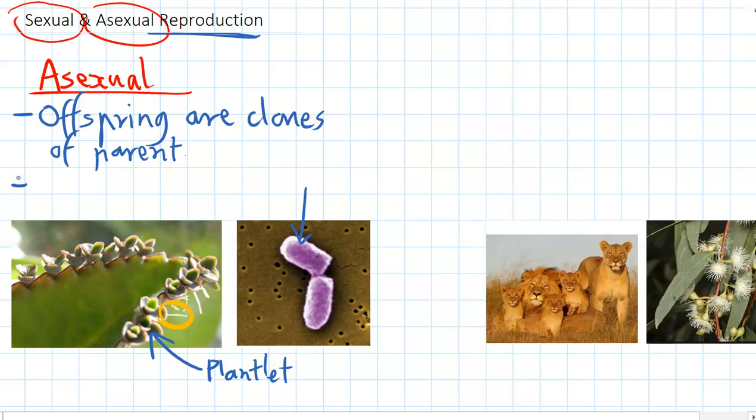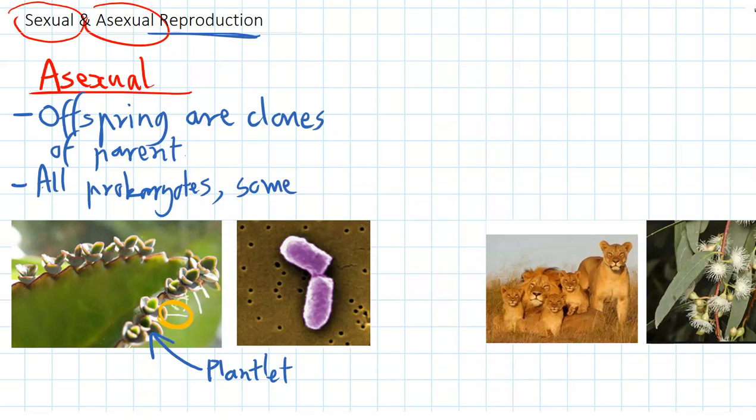So asexual reproduction, it happens in all the prokaryotes. So the bacteria and the archaea. As I talked about, it happens in some of the plants. Some plant species have evolved to be able to reproduce asexually, but they often also have flowers and can reproduce sexually as well. So some plants and a couple of animals actually do this too. Not many though.